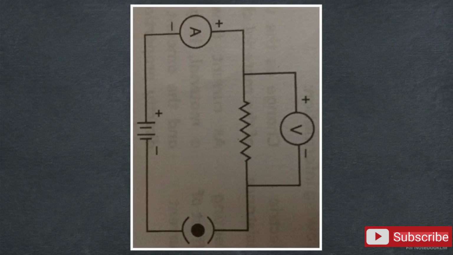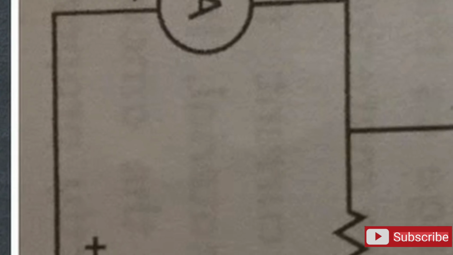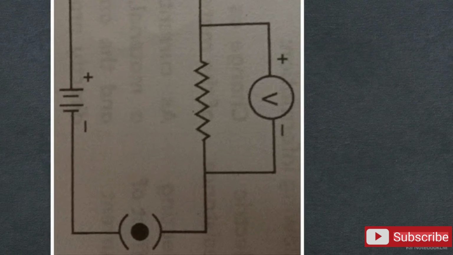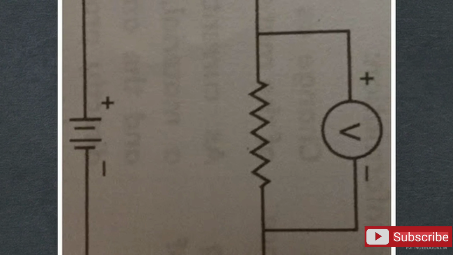First is current, represented by the letter I. Think of this as the physical flow of charges through the wire, exactly like water flowing through a pipe. We measure this flow with an ammeter. Second is potential difference, or voltage, marked with a V. If current is the water, voltage is the pump. It is the push provided by the battery that forces those charges to move through the circuit.